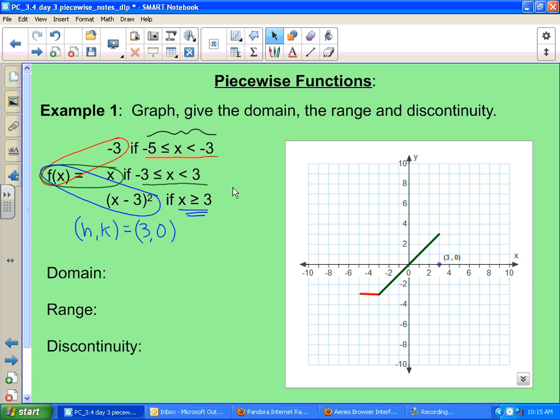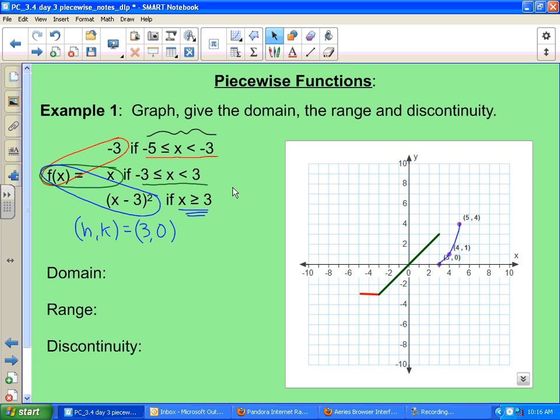So from here, I'm going to go right 1, up 1. And then I'm going to go right 2, up 4. So right 2, up 4. And I get that. And then I would connect that. And I get something that looks like so. And let's see if we've now created our piecewise function correctly.